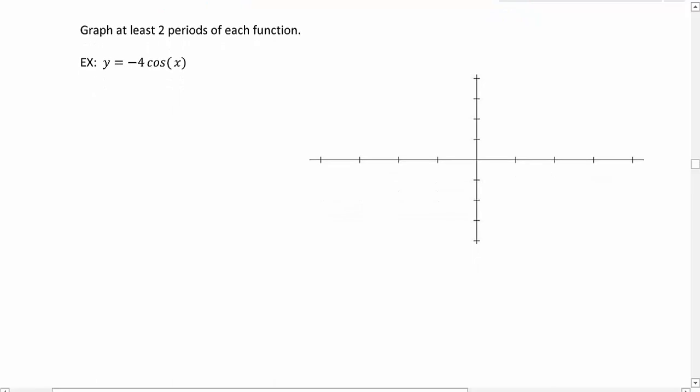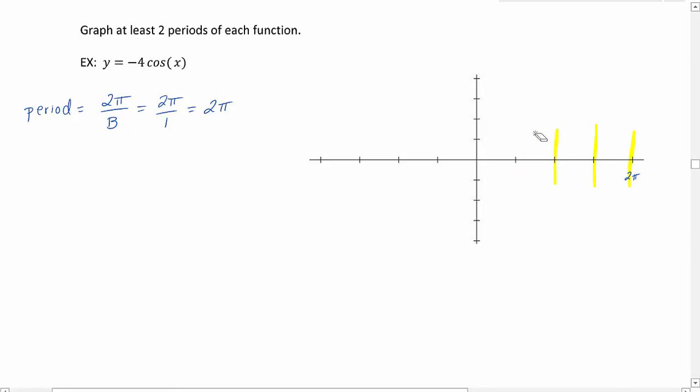Let's graph 2 periods of y equals -4 cosine of x. The first thing we're going to do is identify the period, which is going to be equal to 2 pi over b. B in this example is just 1, so we get a period of 2 pi. Starting from the origin, we're going to go out to our 4th mark, and that will be 2 pi. We're going to divide this into 4 equal parts. Here, 1, 2, 3, 4 equal parts.